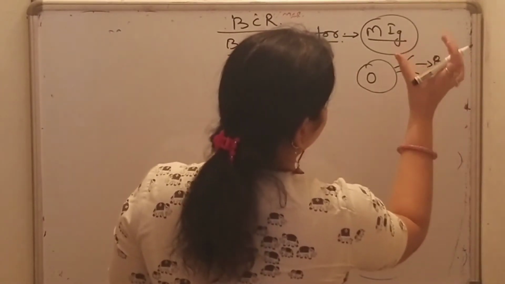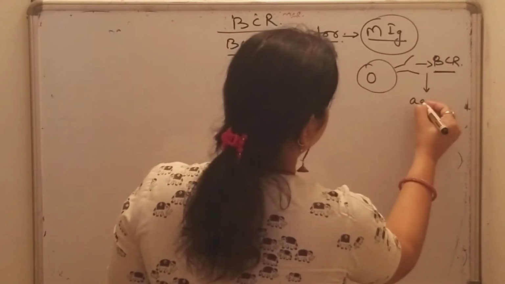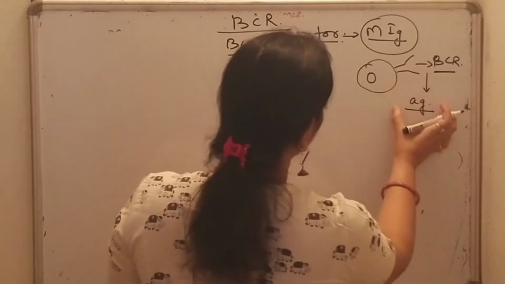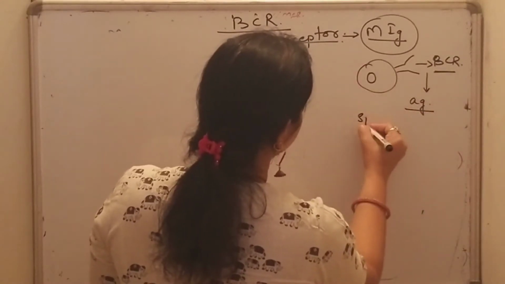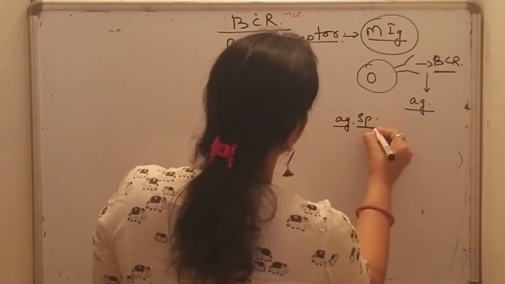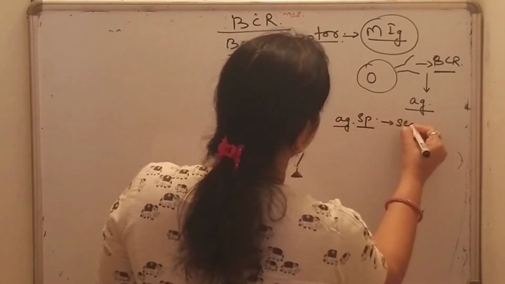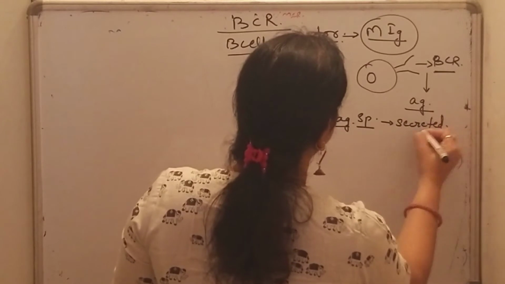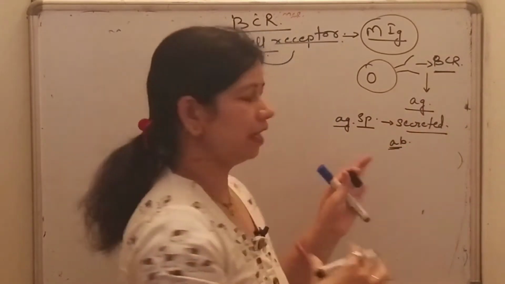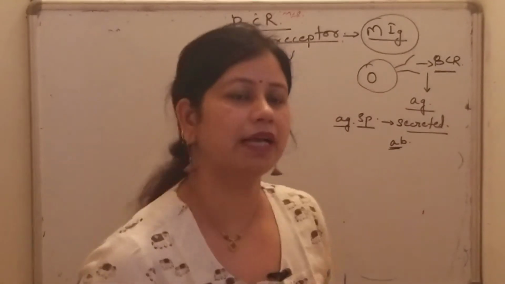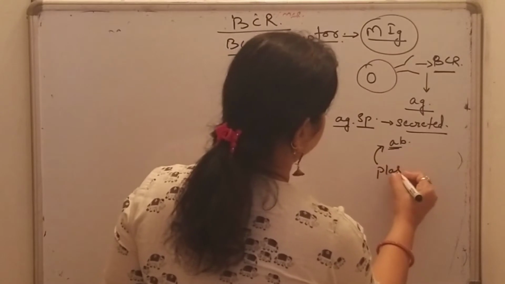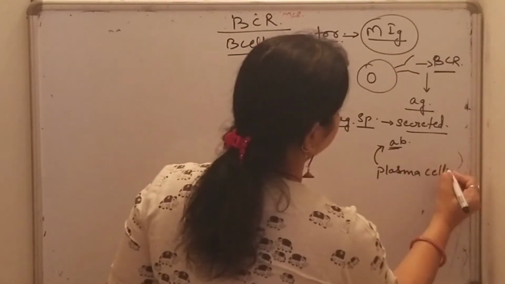They are responsible to bind particular specific antigens, and immunoglobulin of the same antigenic specificity is secreted as antibody by the differentiated B cells known as plasma cells.